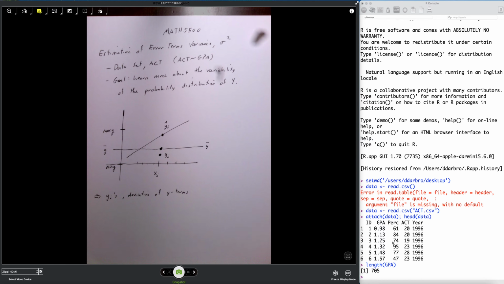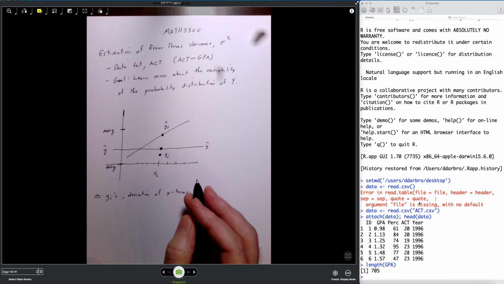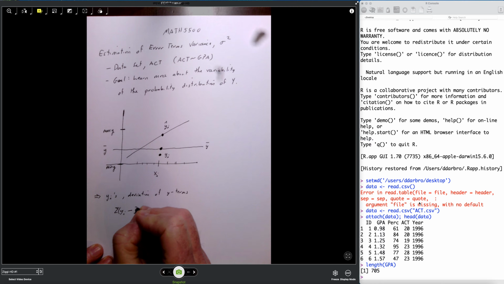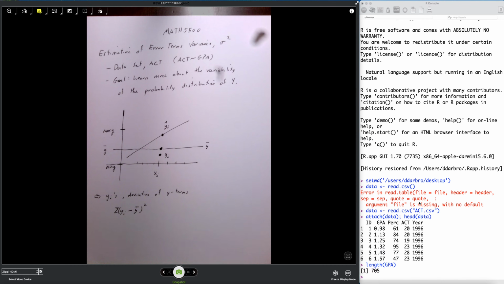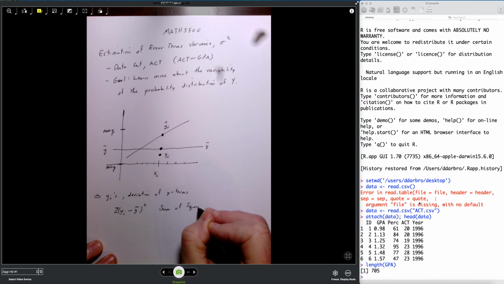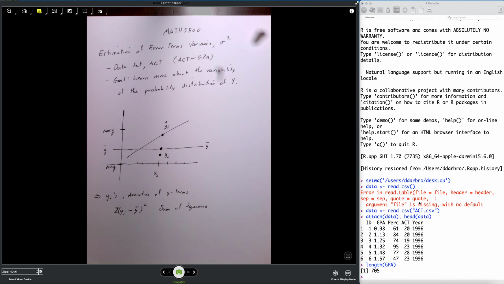So the y values here will be 0.98, 1.13, 1.25. I just want to look at the deviations here. So it may be interesting to examine what is going on with y sub i minus y bar squared, so the deviations of y from the mean. And we'll give this a name, the sum of squares.